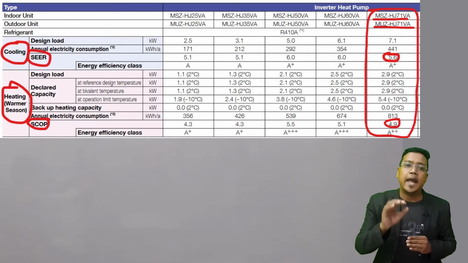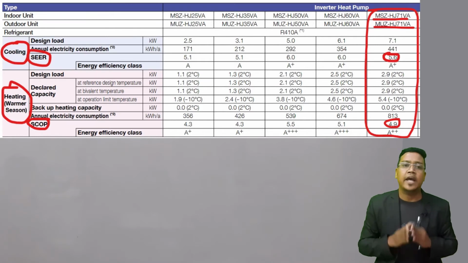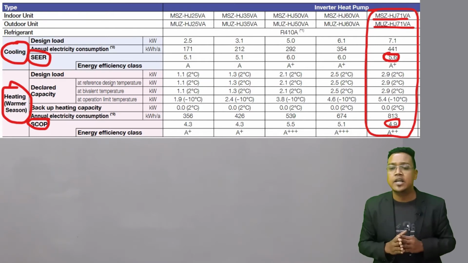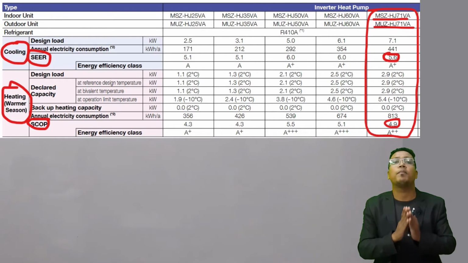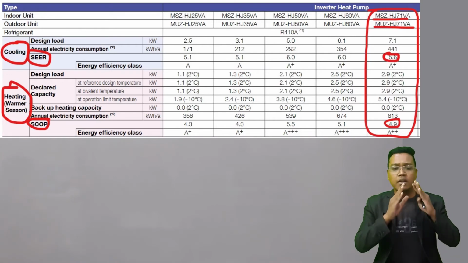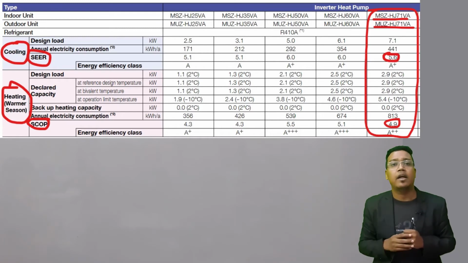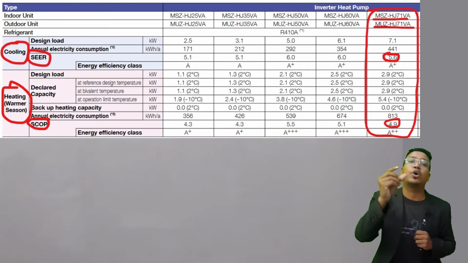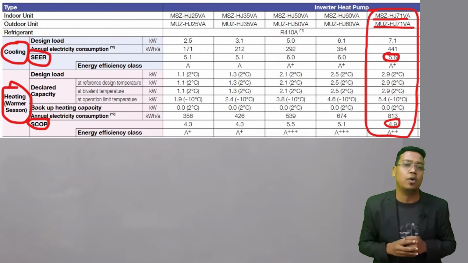If the same AC is used for heating, then the SCOP for that AC shall be 4.9. You can easily see that from the highlighted models. SCOP is for the complete season, and COP is for a shorter duration. You have to think and remember these things.